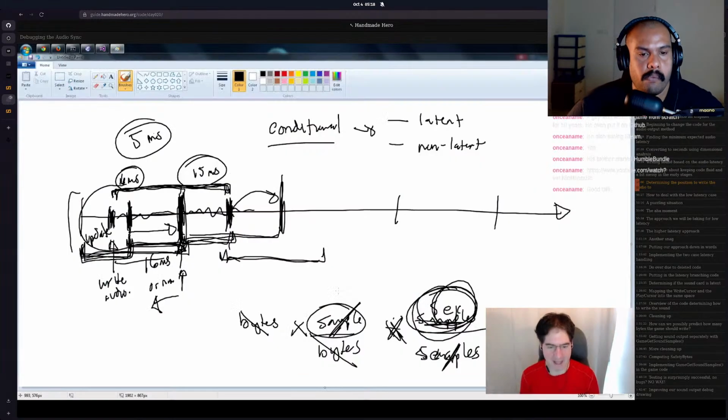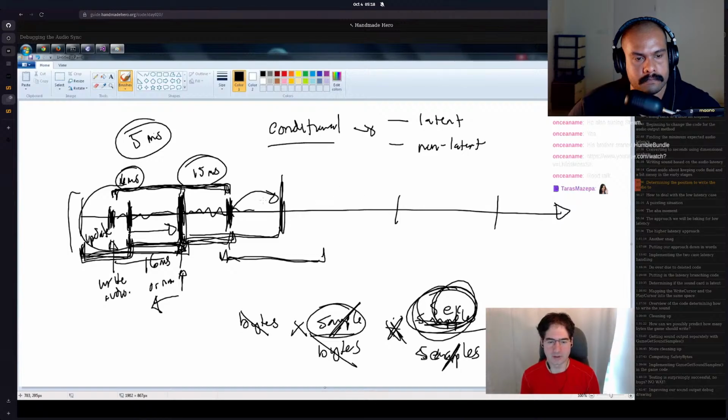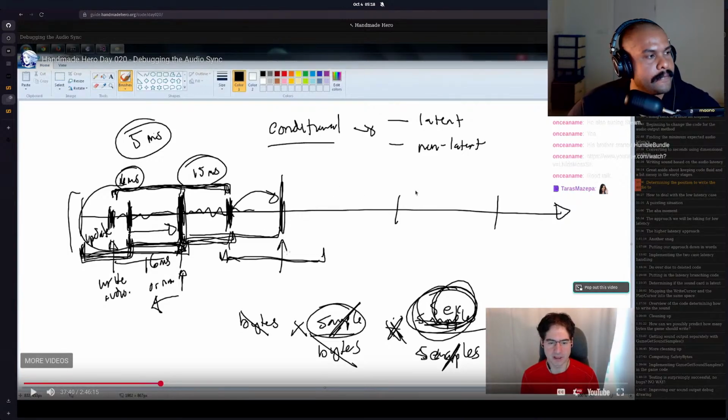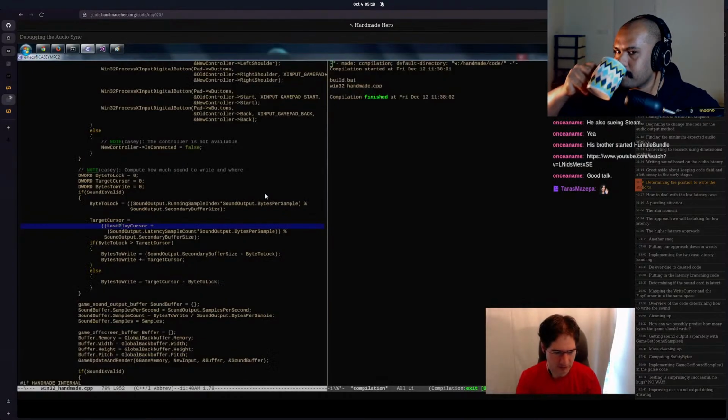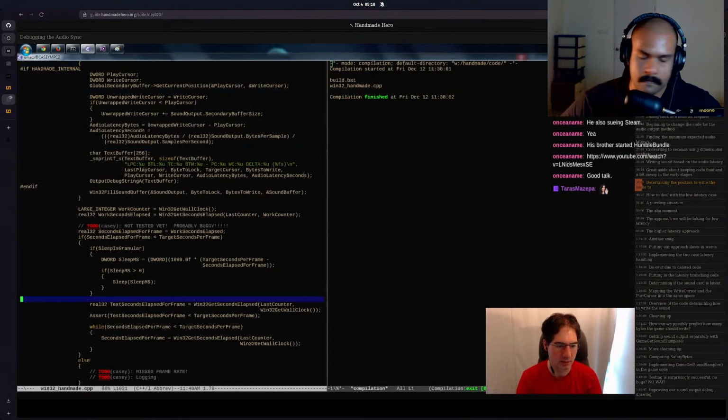So basically what's going to happen here, going back to the diagram, is we're in a situation where we've just flipped, right? Hey Taras, how you doing? Right. We just flipped, and when we did the flip, we're at this point in time. In fact, I can show you where we are in the code when this happens, right?